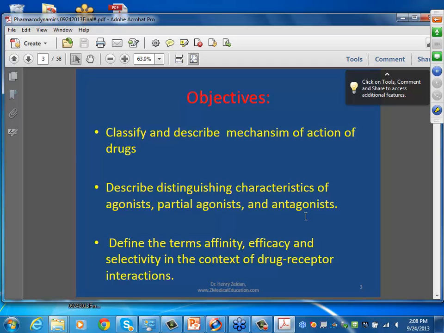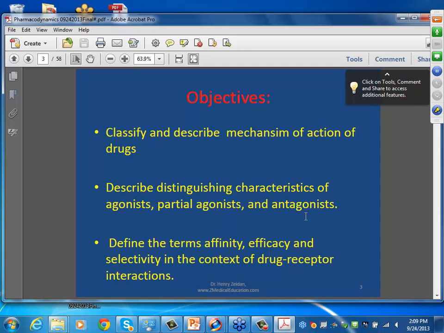of pharmacodynamics, basic principles that deals with our understanding of what is meant by agonist, partial agonists, antagonists. Appreciate those terms before we move on and talk in some detail about adrenergic drugs, cholinergic drugs, muscarinic receptors, adrenergic receptors, specificity. We like also to appreciate and understand specific terms that deals with affinity, efficacy, and selectivity in the context of drug-receptor interactions.